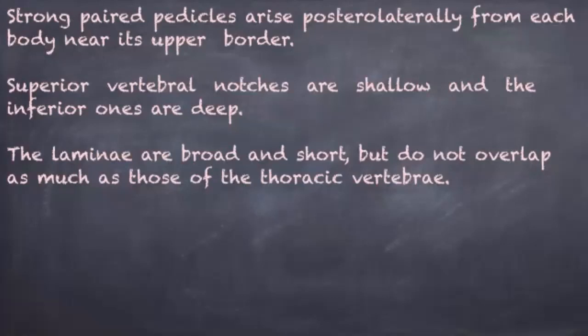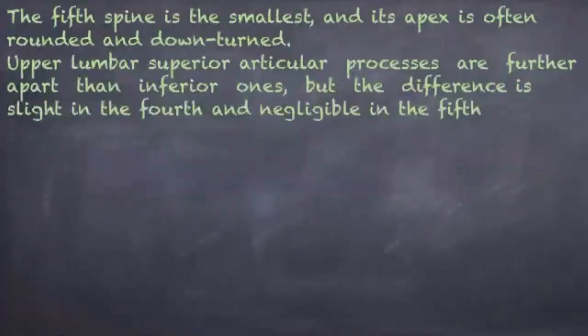So strong paired pedicles arise posterolaterally from each body near its upper border. Superior vertebral notches are shallow and inferior are deep. The laminae are broad and short but do not overlap as much as those of thoracic vertebrae. The fifth spine is the smallest and its apex is often rounded and downturned. That means the spinous process of the L5, right?